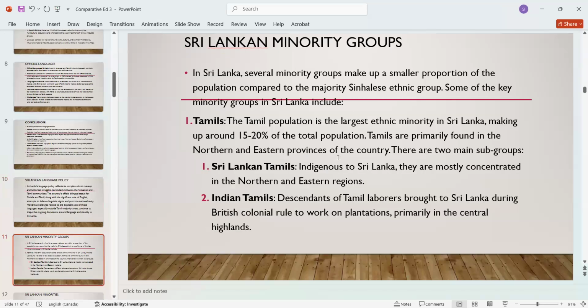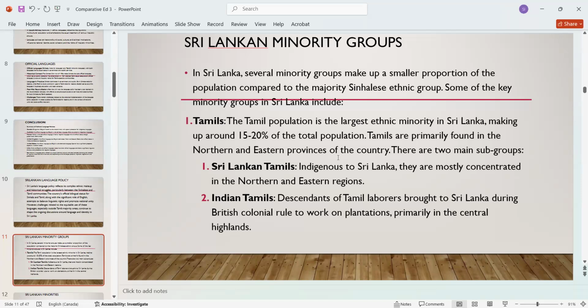And Sri Lankan minority groups. So in Sri Lanka, several minority groups make up a smaller proportion of the population compared to the majority Sinhalese ethnic group. Some of the key minority groups in Sri Lanka: Tamils. The Tamil population is the largest ethnic minority in Sri Lanka, making up around 15 to 20% of the total population. Tamils are primarily found in the northern and eastern provinces of the country.